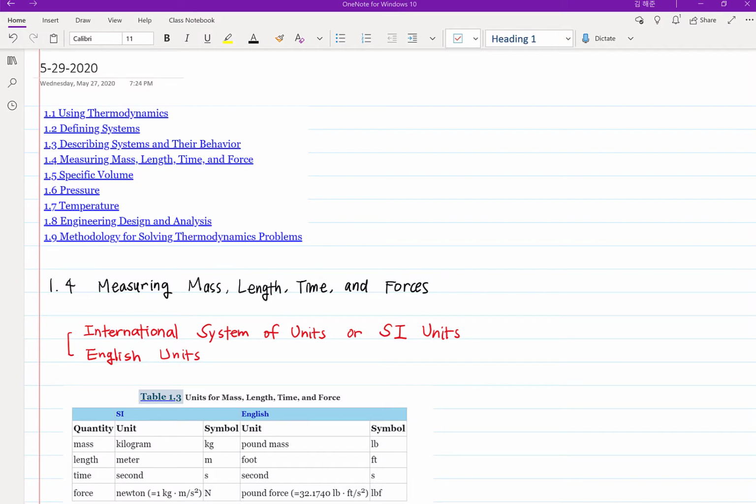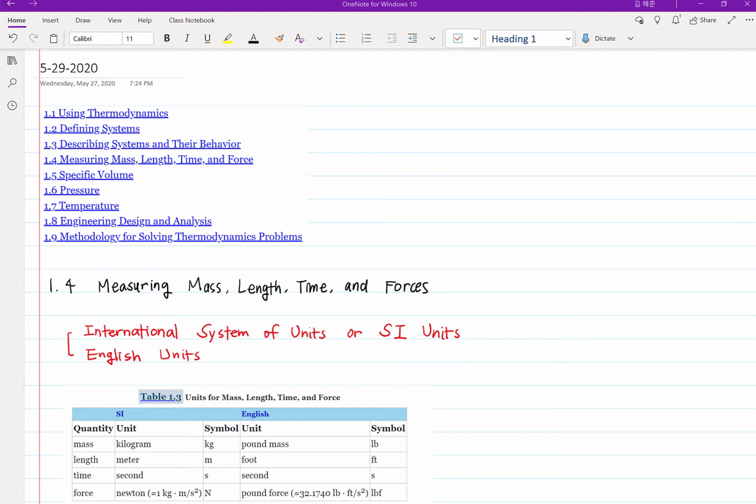Howdy! Today we will review the SI and the English units and properties such as specific volume, pressure, and temperature. And these concepts we learned in chapter 1 will be used in the following chapters. It is very important to have a good understanding of the concepts.